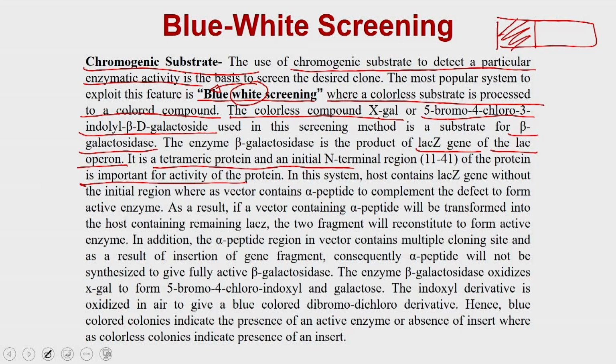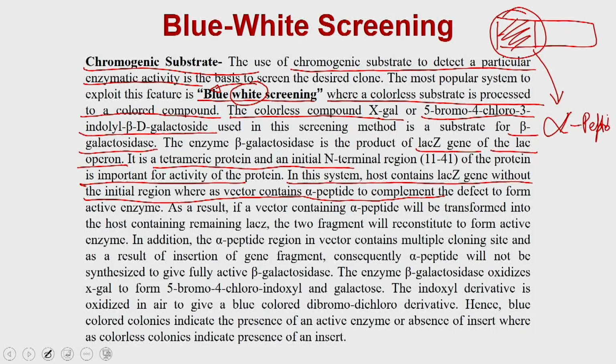So, in this particular system, what you have to do is you take the host which lacks the LacZ gene without the initial region, whereas the vector contains it. This particular region, which is 11 to 41, is called the alpha peptide or the alpha region.